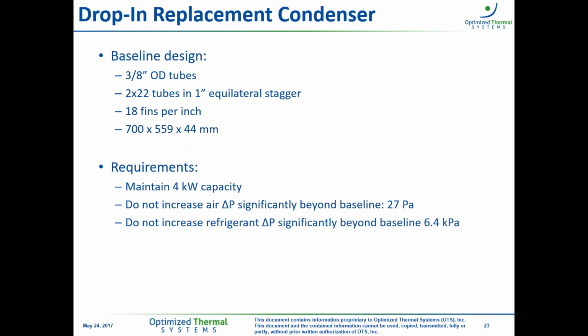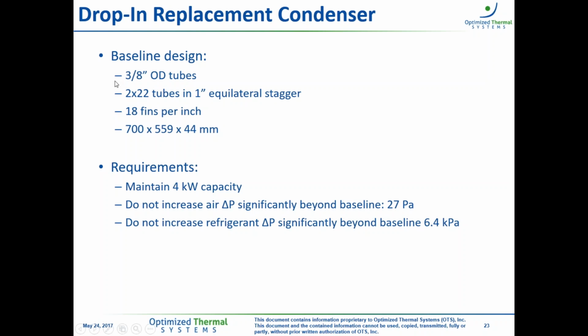So it's critical that we maintain the same capacity as the baseline system, that we don't increase the airside pressure drop, or else our operation with that fan may be threatened, and we don't increase the refrigerant side pressure drop. And also, crucially, we can't change the dimensions of the heat exchanger significantly because we're dropping in a replacement for this coil. We need to make sure that the new coil is going to fit in that same envelope, or else we'd have to change the design of the entire system, which would be unacceptable.